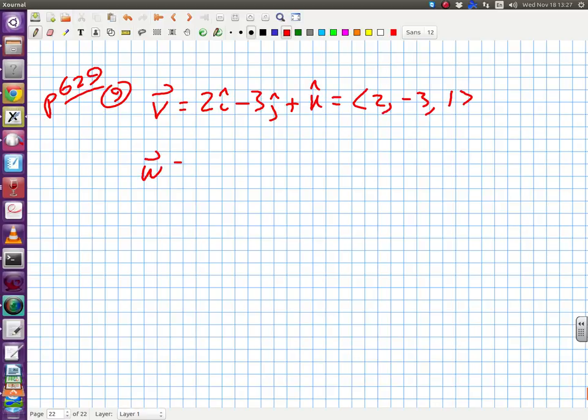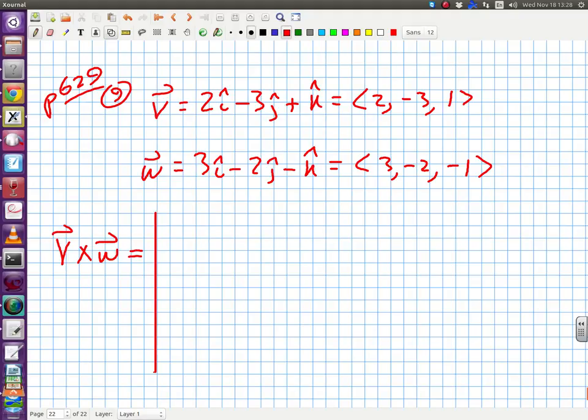And W is 3 in the I direction minus 2 in the J direction minus 1 in the K direction. In other words, delta X is 3, delta Y is negative 2, and delta Z is negative 1. So how do you do a cross product? This is how it goes. V cross W is the determinant or absolute value of a 3 by 3 matrix.